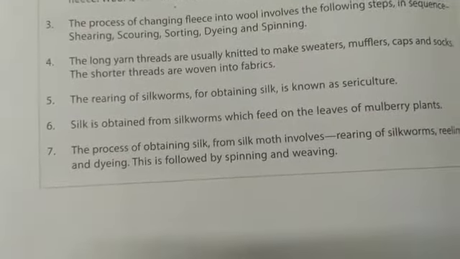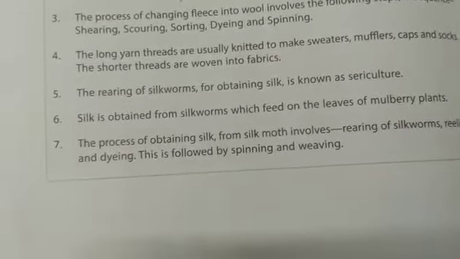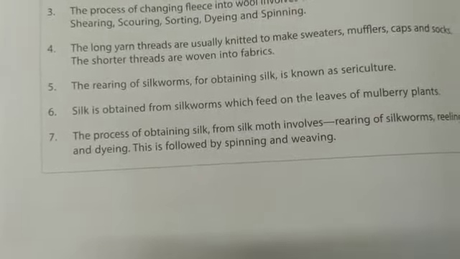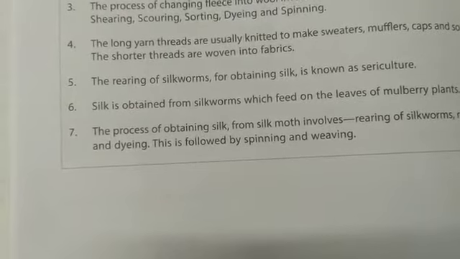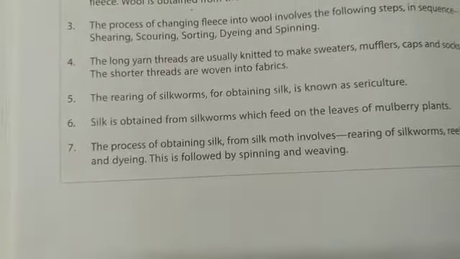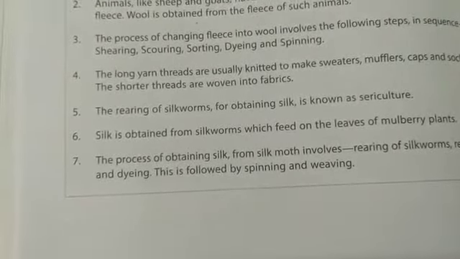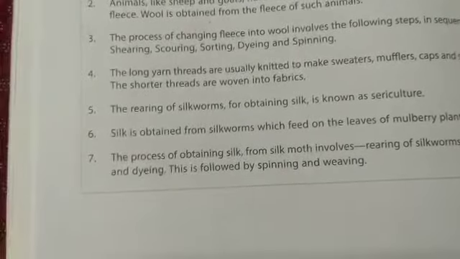And the last and very important point is the process of obtaining silk from the silk moth. I have just taught you this. The steps are rearing of silkworm, then reeling, then dyeing. After that we weave it out. So this is followed by spinning and weaving. So this is all about your chapter number 14, fabric from fiber. Thank you and have a nice day.